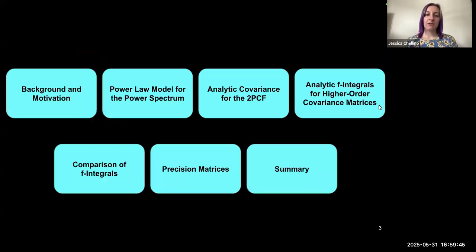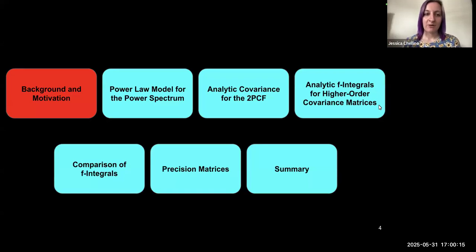I'll start with some background and motivation for this project, and then I'll get into the model that I use for the power spectrum. I'll then show how I use this model to obtain an analytic covariance matrix for the two-point function, as well as the F integrals that are the building blocks of the higher order covariance matrices. I'll then give a comparison of my model results to true results, explain how I can use my model results to find the precision matrix or the inverse covariance matrix, and conclude.